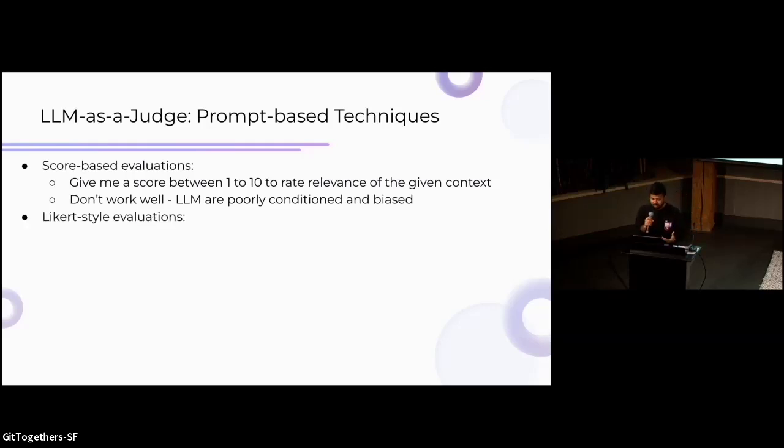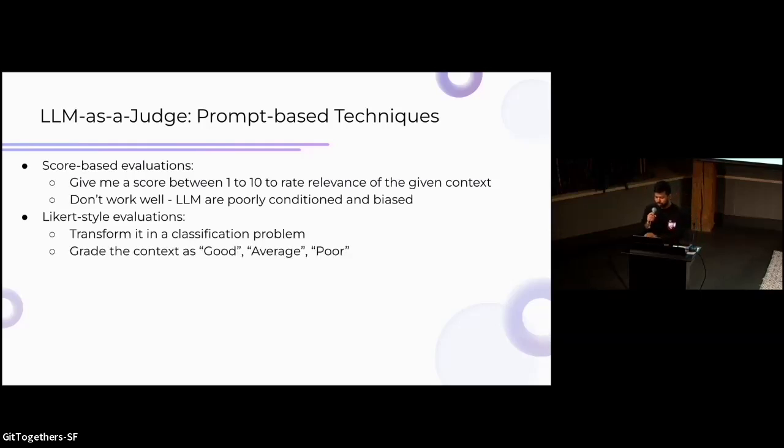The second step is something called a classification-based approach, where you transform the scoring into a classification problem. So instead of saying that I want an output between 1 to 10, you say that I want an output which is either good, average, or poor. Or you can expand to more classes and provide few-shot examples. But the idea is that instead of just giving back a score, you ask it to grade. Is it a good response? Is it an average response? Is it a poor response? Is it a horrible response, and so on?